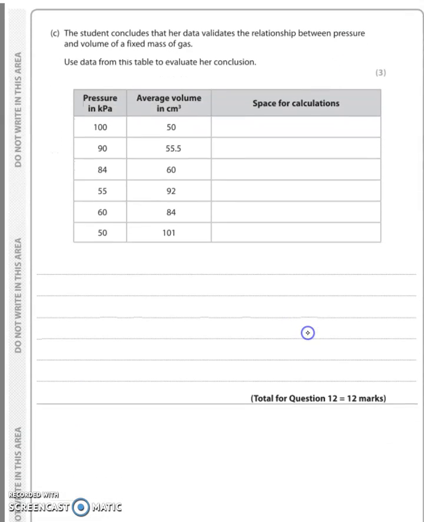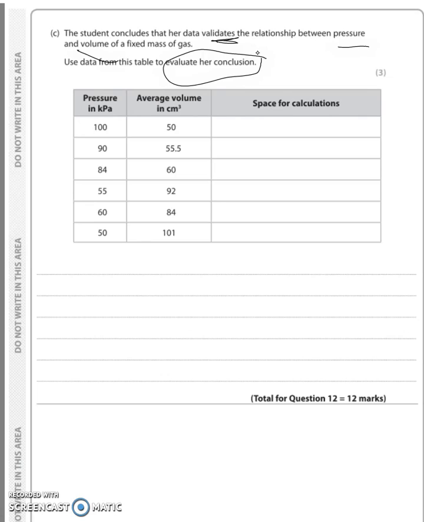Okay, so long question here. Part C, the student concludes her data validates the relationship between pressure and volume. Okay, so she's saying that her data agrees with what she thought about pressure and volume. So use data from this table to evaluate her conclusion.